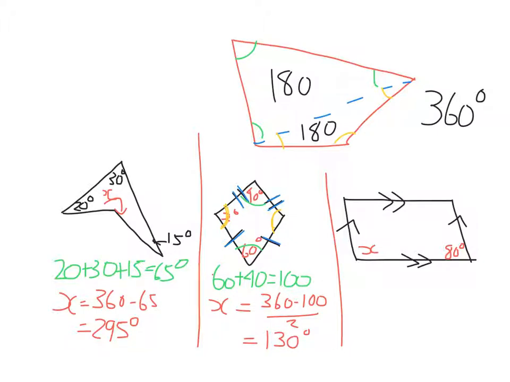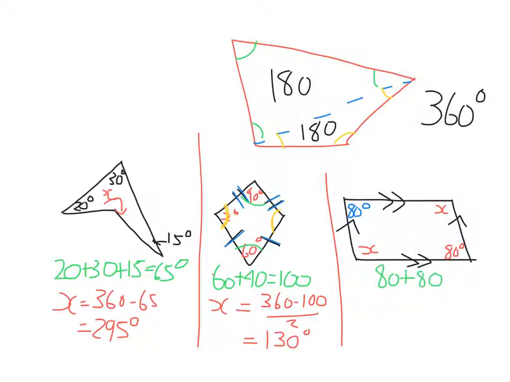So let's look at this last shape. It's a parallelogram because it has two pairs of parallel sides. So I know straight away this angle here is going to be 80 degrees, and this angle up here is going to be x. How do I know that? Opposite angles in a parallelogram are always equal. So let's add the angles we do know: 80 plus 80 is 160.